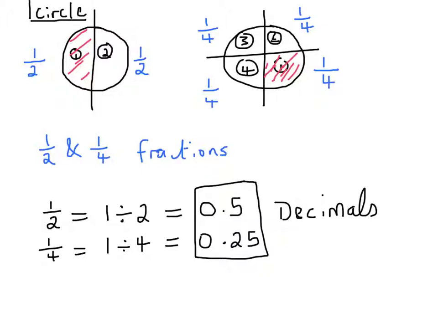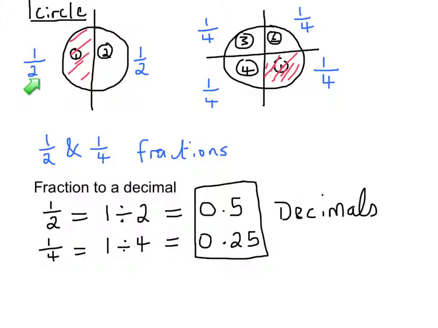So to recap, to convert a fraction to a decimal, all you do is divide what's on top of the fraction, which in this case happened to be a 1, by whatever number is on the bottom of the fraction, which in this case happened to be a 2. So 1 divided by 2, and then you get the decimal equivalent. So let me write that in.